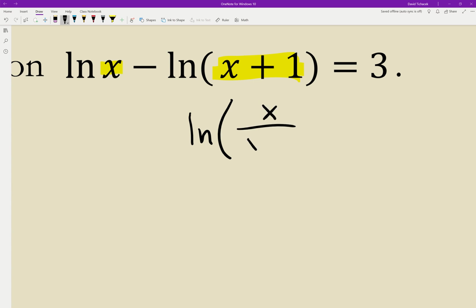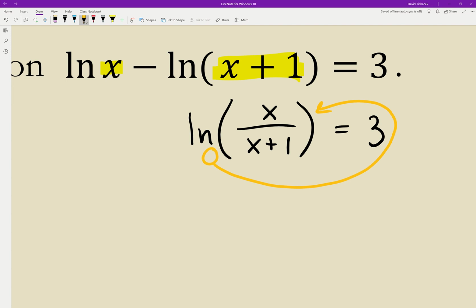So x divided by x plus 1 is going to be our new input on a single log there that we condensed down into. Okay, and now that we have condensed this down, we can go ahead and convert this into exponential language by remembering to loop around. So remember that the base here of this logarithm would be e, and we loop around and set it equal to the input here.